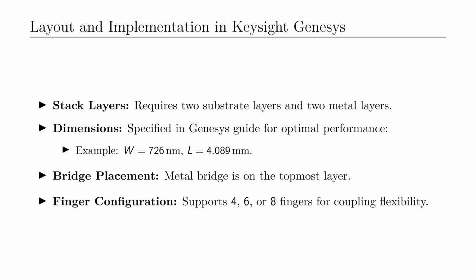Implementation in Keysight Genesys requires two substrate layers and two metal layers. Dimensions such as width W of 726 nanometers and length L of 4.089 millimeters. A metal bridge positioned on the topmost layer. Configuration supporting 4, 6, or 8 microstrip fingers for flexible coupling designs.